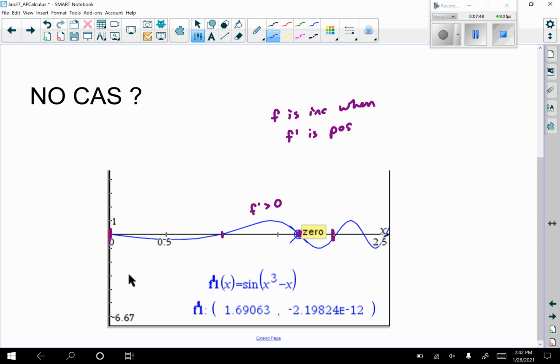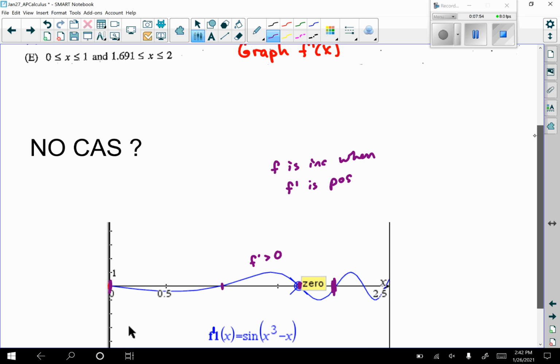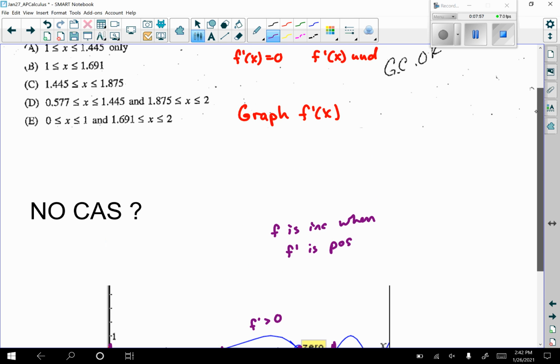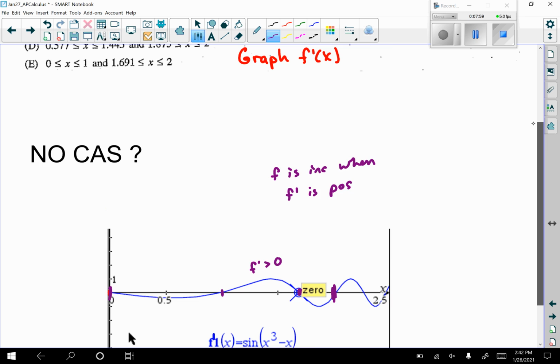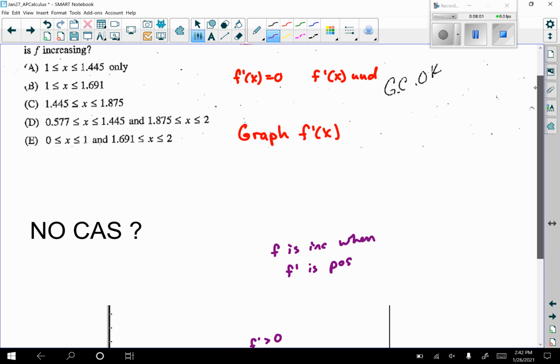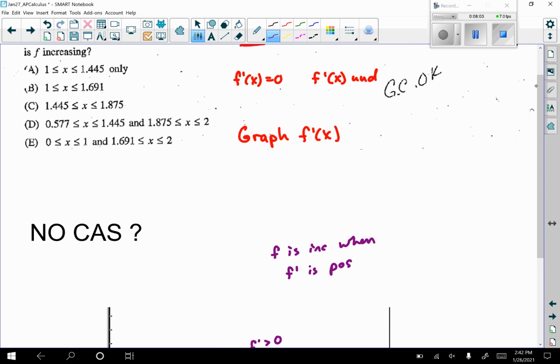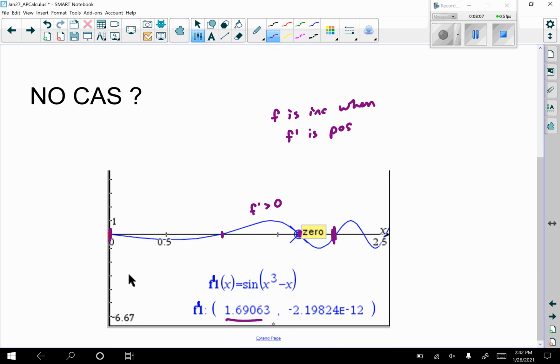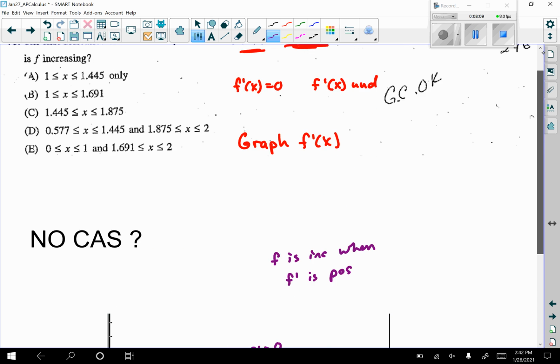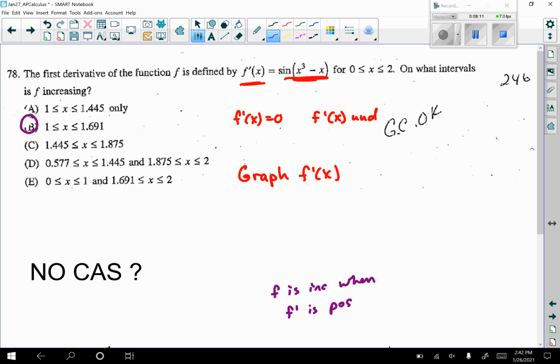Afterwards, that cuts it off. Right here is the 2 anyway. Now you could just trace on the calculator here, but it definitely looks like we're between 1 and about 1.691. Because if you also see, it calculated the 0 right here, so that's giving us this value right here. So that gives us B. And we can find it relatively quickly doing this method.